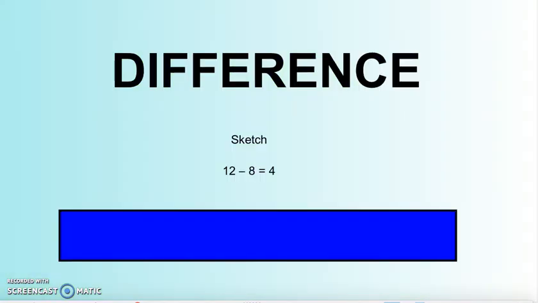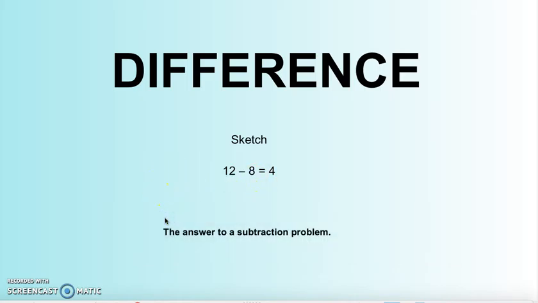Next word, difference. Here's a sketch. What do you think difference is? The difference of two numbers. If you have the answer to a subtraction problem, nice job. Give it a star or circle it.